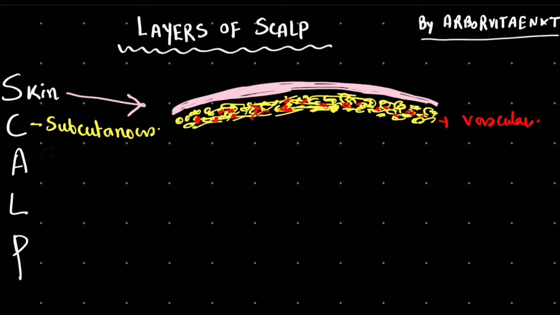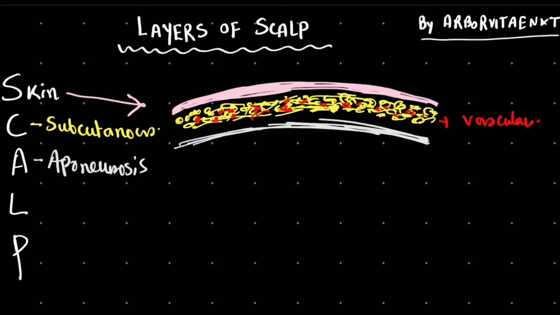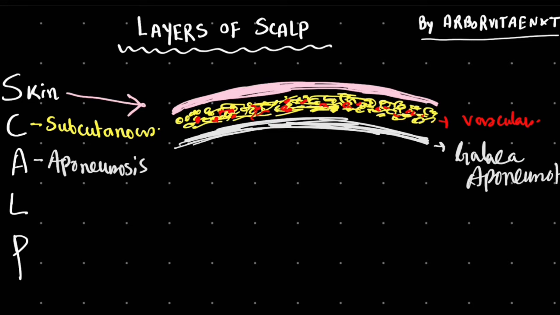The next layer starts from A, that is the aponeurosis layer. It is also known as Galea Aponeurotica. This aponeurosis is called the Galea Aponeurotica. It is actually a thin fibrous sheet, and anteriorly it is attached with the frontalis muscle and posteriorly it is attached with the occipitalis muscle.